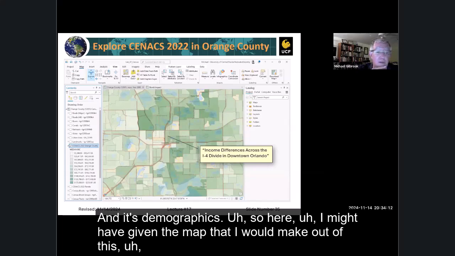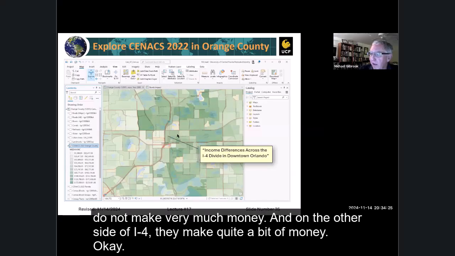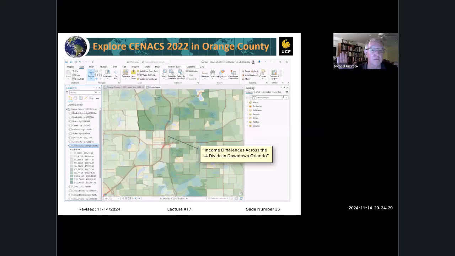and its demographics. So here, I might have given the map that I would make out of this: income differences across the I-4 divide in downtown Orlando. You can see that on one side of I-4, people do not make very much money. And on the other side of I-4, they make quite a bit of money.